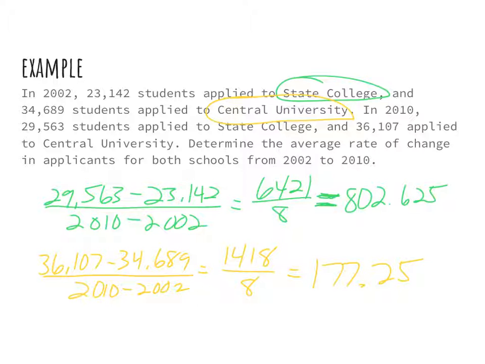802.625 applicants per year. For the second one, I've got Central University in yellow, 36,107 minus 34,689 divided by 2010 minus 2002. I get 1418 over 8, which gives me an average rate of change of 177.25 applicants per year.